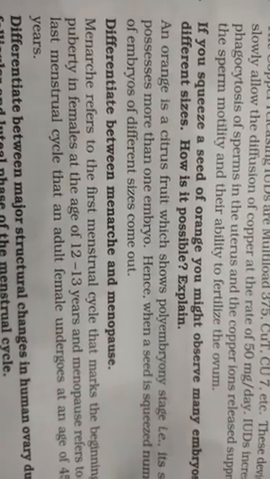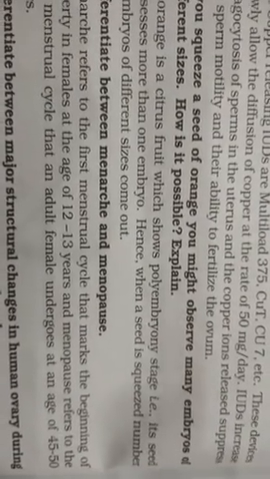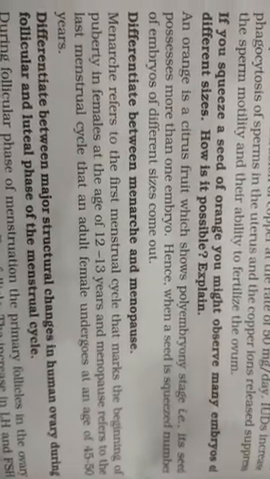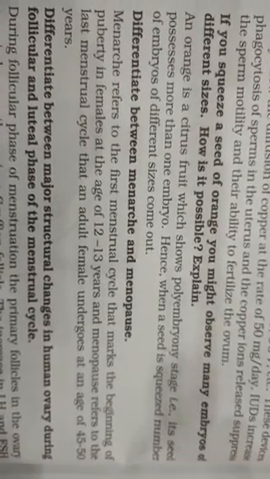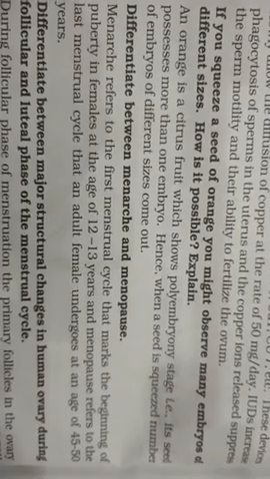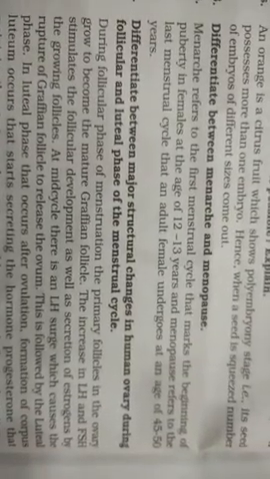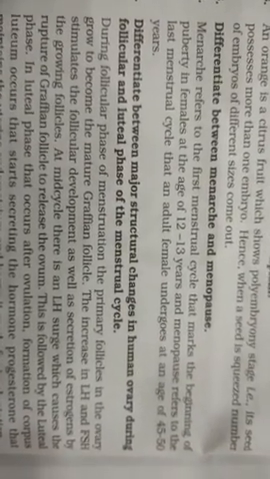Differentiate between menarche and menopause. Menarche refers to the first menstrual cycle that marks the beginning of puberty in females at the age of 12-13 years, and menopause refers to the last menstrual cycle that an adult female undergoes at an age of 45 to 50 years.